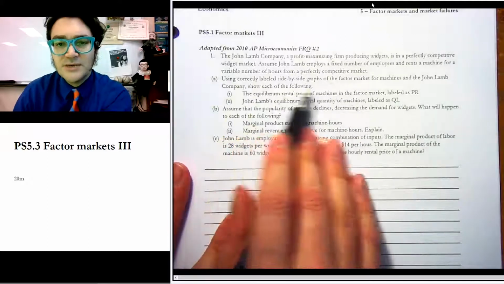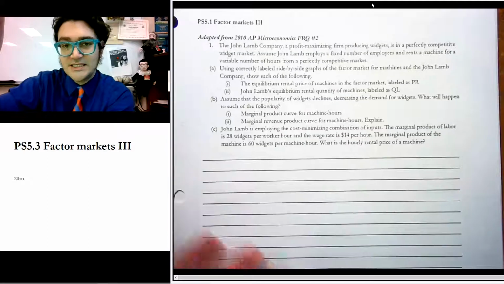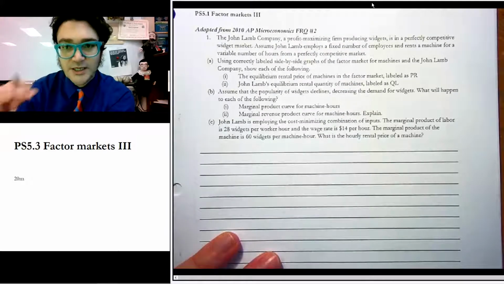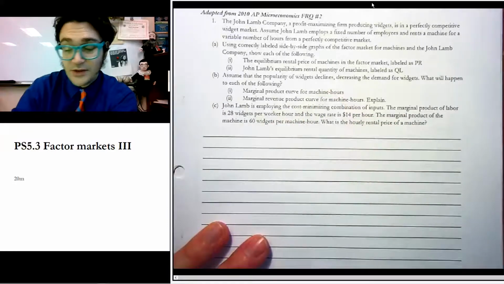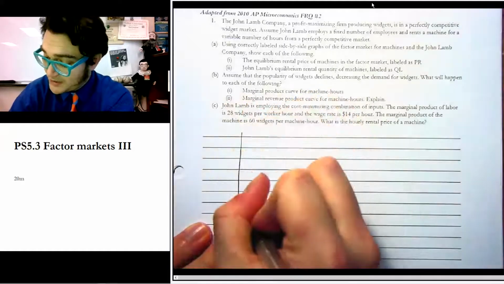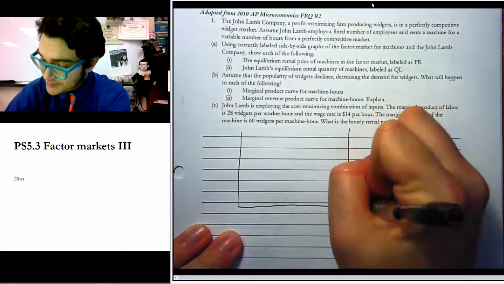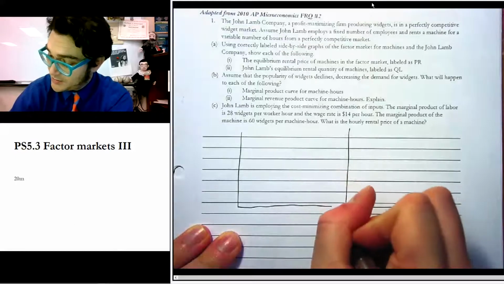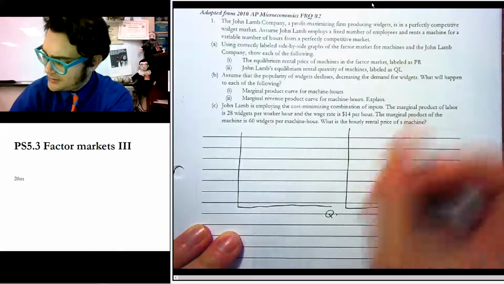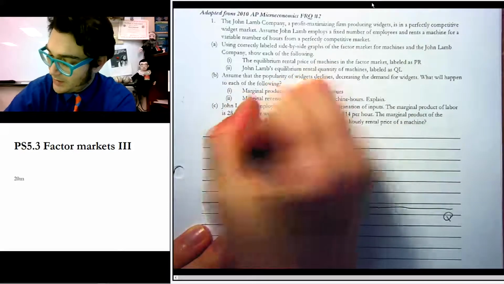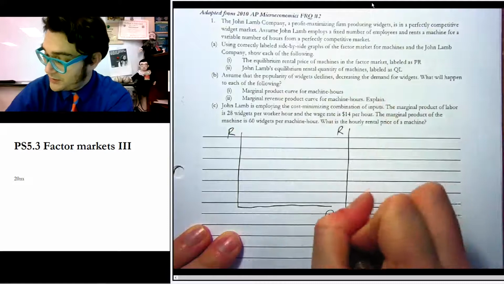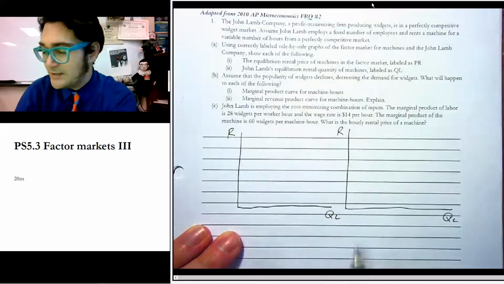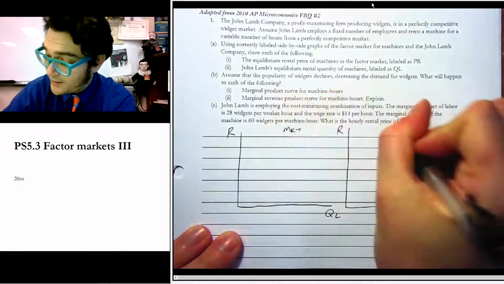It says using correctly labeled side-by-side graphs of the factor market for machines and the John Lamb Company, show the following: the rental price labeled PR and the quantity labeled QL. So we're going to do a market and then the firm. And again, remember, we're doing factor markets, not the product markets. I don't know why they said QL, it probably should be QM, or maybe they didn't want L because of market. So this is going to be our market and our firm.